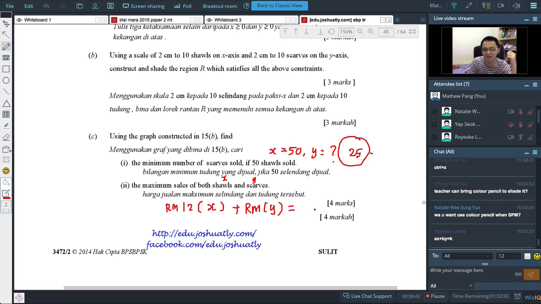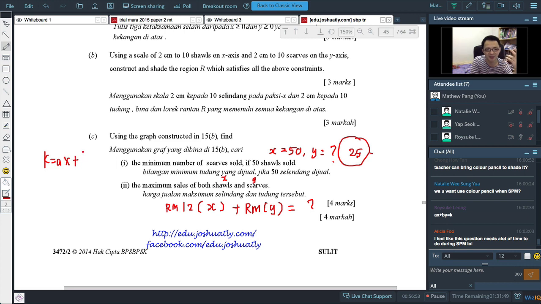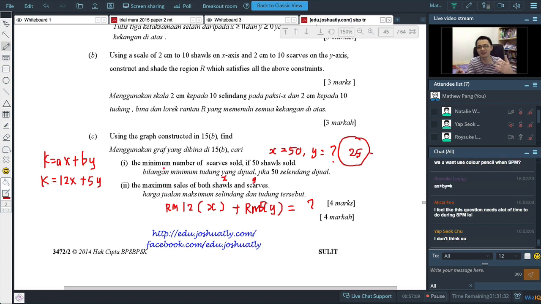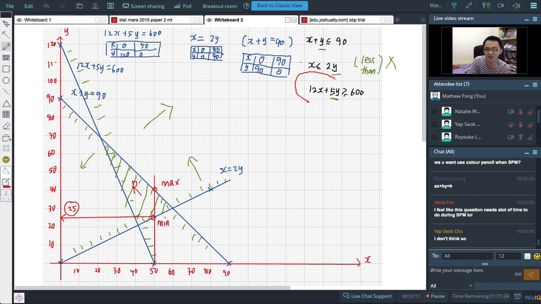So in this case, you have to understand about the objective function, which is k equals ax plus by. We have to find our k, which is our maximum sales here. So it will be 12x plus 5y, because your scarf actually sells 5 ringgit, correct? And you just realize you have the 12x plus 5y equation. You already have it just now, which is this one. Do you see this is 12x plus 5y? So you can use this equation to find the maximum point. I will show you how to find a maximum point.